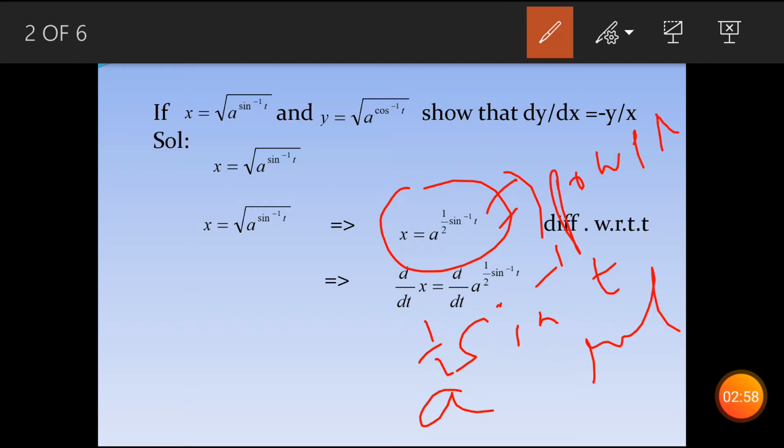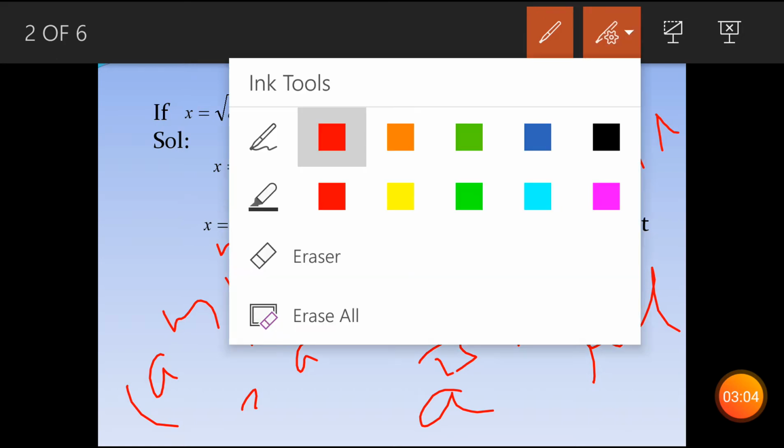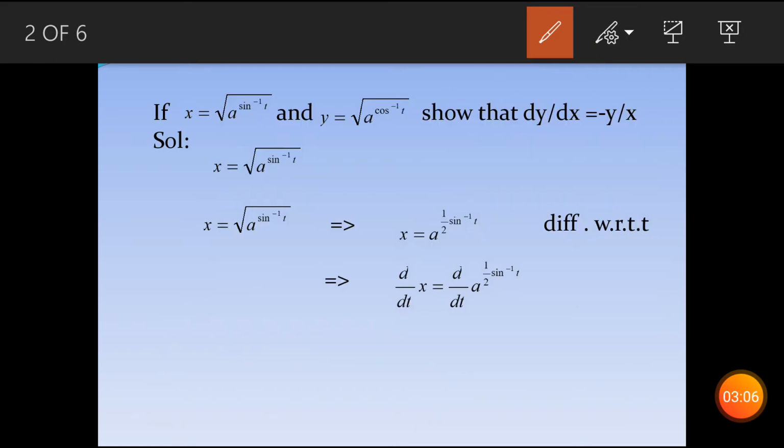What is that power rule? a to the power m to the power n equals a to the power mn. Just remember this. And now what do we want? We want to differentiate this with respect to t. So this will appear like d upon dt of x and d over dt of a power half sine inverse t. I think this much is clear to you. Now you see what to do next.